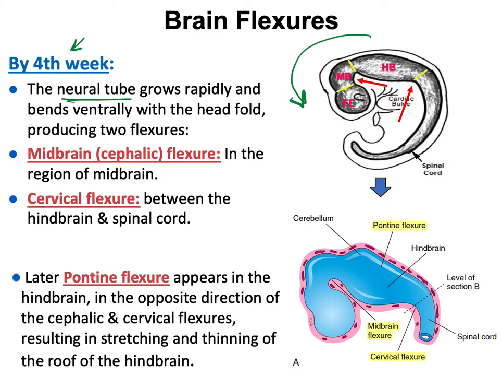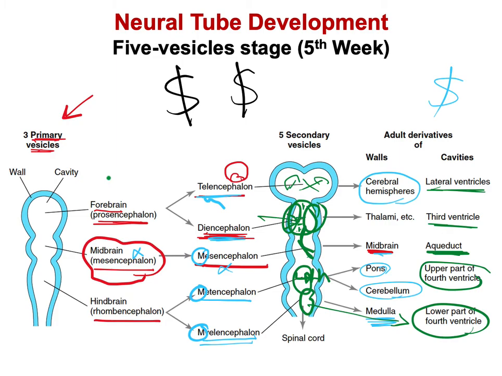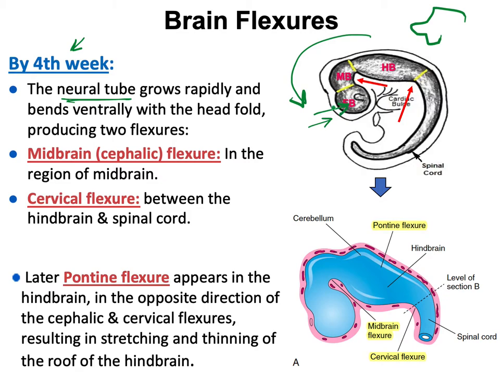frontally and dorsally, right? Because of this rapid growth of the embryo and development of the nervous system, what we will see is a kind of angles or flexures. These flexures are located at some places. We have mainly three. Let me remind you with these vesicles, right? Again, you have the forebrain, or let us say prosencephalon, here is the midbrain or mesencephalon, and you have the hindbrain or rhombencephalon. And this is the spinal cord after this dashed line.